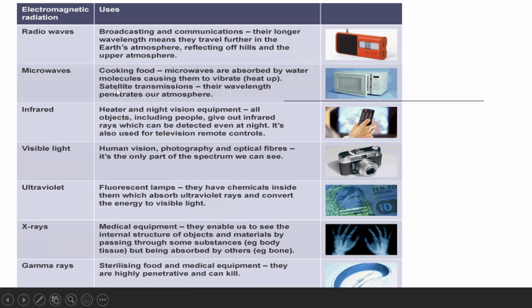Now, it is also used for satellite transmissions. Their wavelength penetrates our atmosphere, so they can go beyond our atmosphere because of the comparatively large wavelength. Then another one is infrared rays. Infrared rays are also called heat rays, and it is possible for night vision equipment to detect infrared rays.